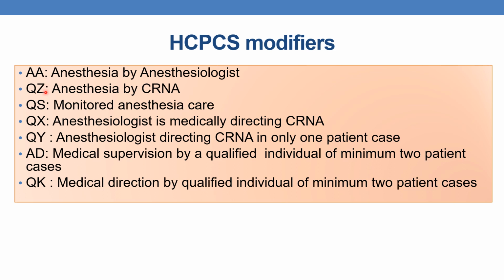The other HCPCS modifiers are QZ, anesthesia by CRNA; QS, monitored anesthesia care; QX, anesthesiologist is medically directing a CRNA, certified registered nurse anesthetist; and QY, anesthesiologist directing CRNA in only one patient case; AD for medical supervision by a qualified individual of minimum 2 patient cases; and QK for medical direction by a qualified individual. This is medical supervision and QK is medical direction by a qualified individual of minimum 2 patient cases. In our case, you need to go for AA modifier.